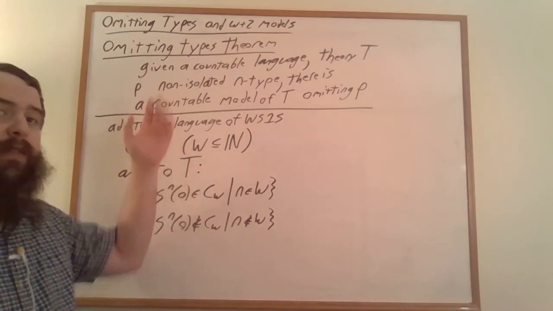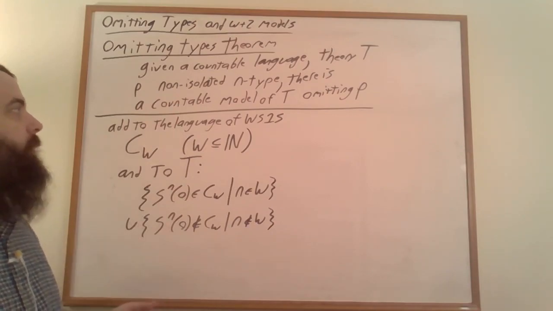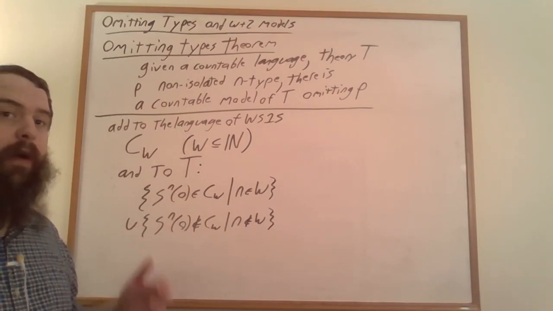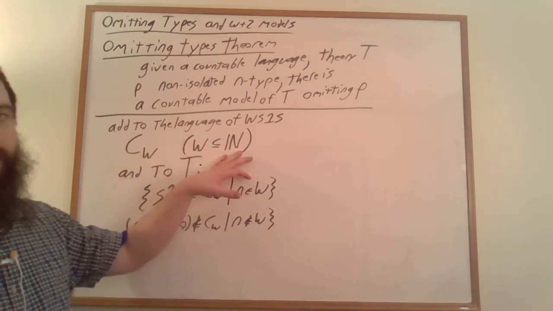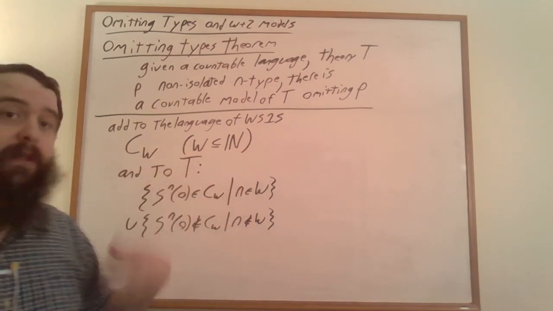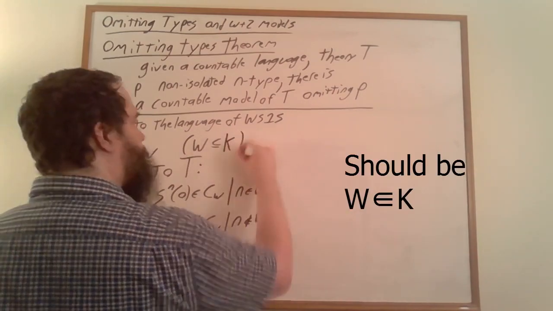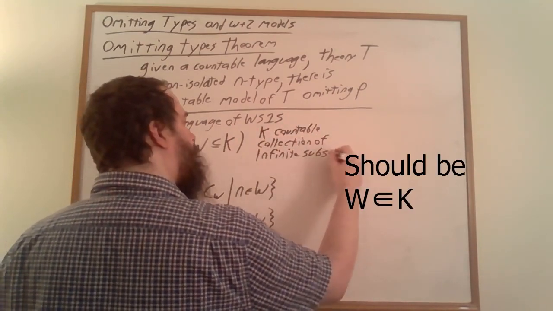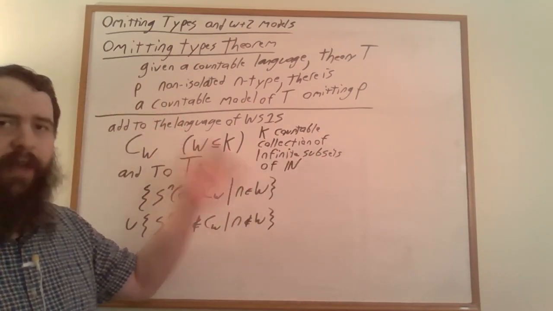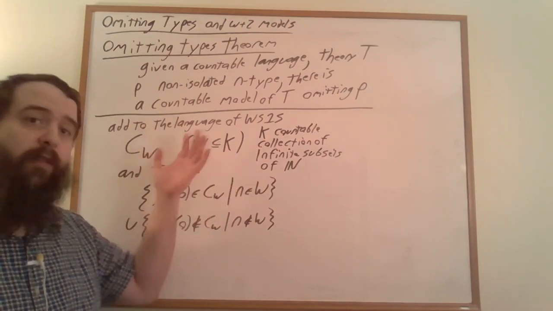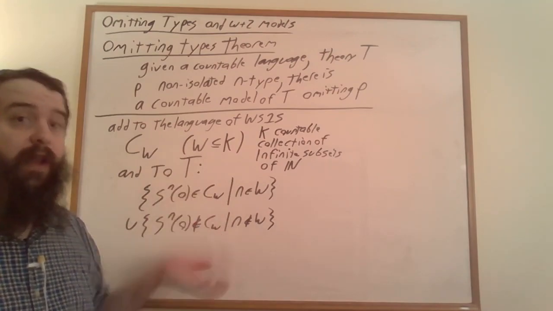And the omitting types theorem, in some sense, genuinely requires that we're working over a countable language. So we have to give up hope of manifesting uncountably many subsets of the natural numbers. We have to just pick some countable collection of subsets of the natural numbers and just manifest those. And I'm going to assume that all of these subsets are infinite because the finite subsets are already there. In the standard model and in any non-standard model, we already have arbitrary finite subsets of the natural numbers.